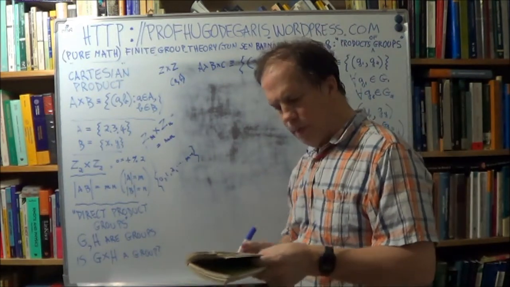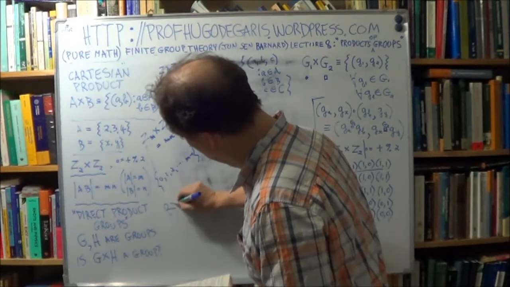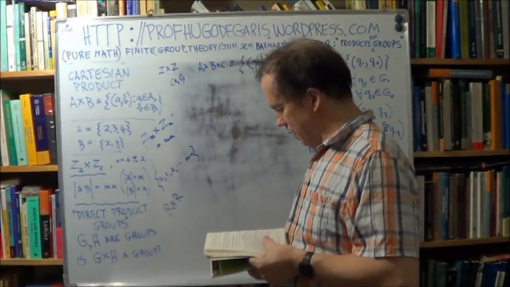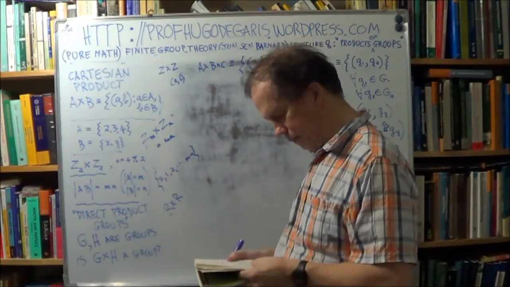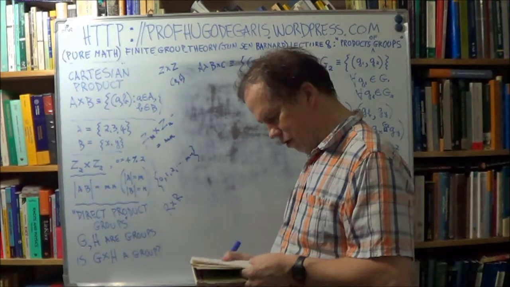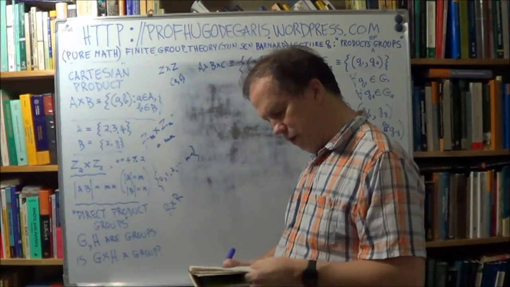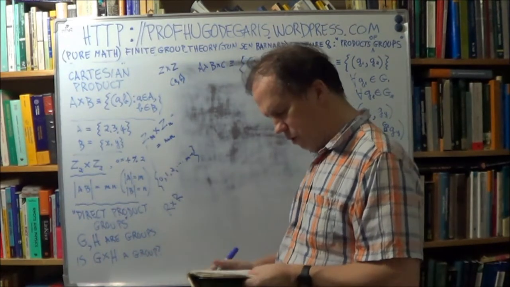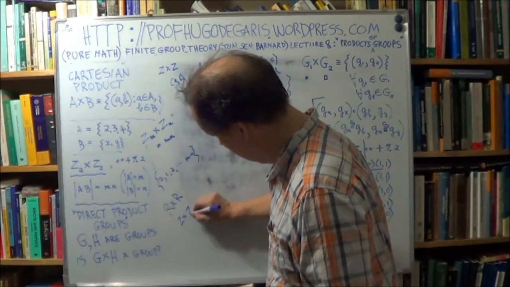Okay, question 4. You can interpret the set R by R, all possible ordered pairs of two real numbers, this Cartesian product, as all the points on an infinite sheet of paper. How would you interpret Z by Z? So these are integers.